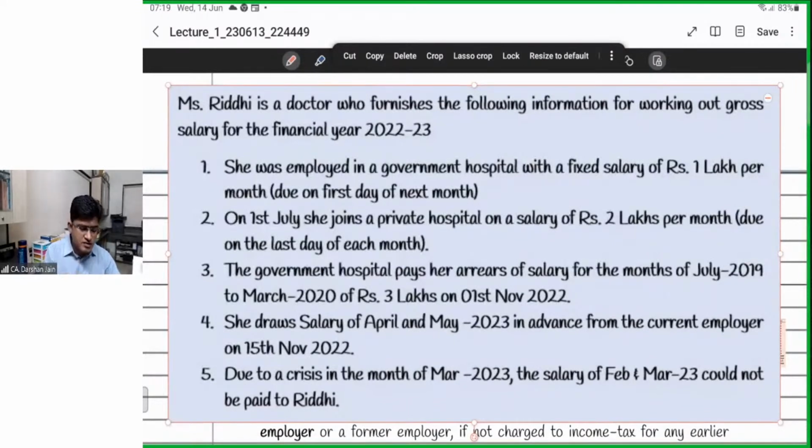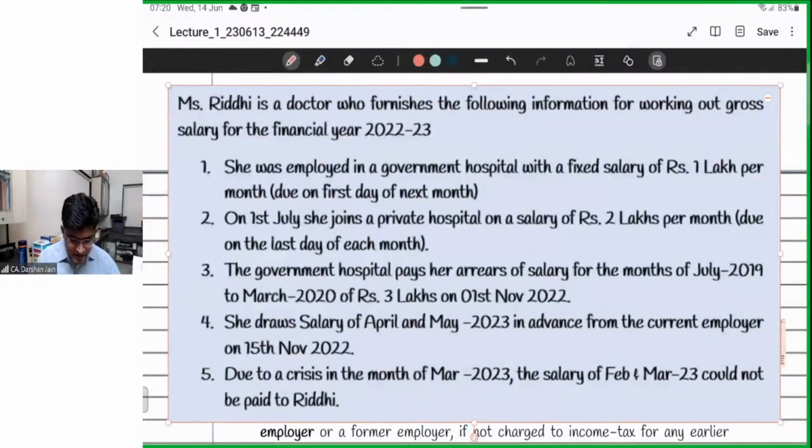Well, there is a very simple workaround in order to escape taxation on receipt basis. What she could do is take an advance against salary. So an advance against salary is a kind of loan taken from the employer, to be adjusted whenever the salary becomes due. So instead of taking advance salary, she could take advance against salary. So it is not salary that is received, but a loan that is received from the employer. The effect is all the same.